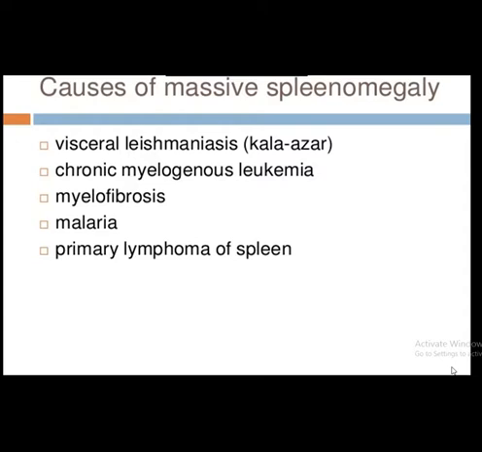So these are the conditions in which you have a massive splenomegaly: leishmaniasis, Kala-Azar, chronic myelogenous leukemia, myelofibrosis, malaria, and primary lymphoma of the spleen.